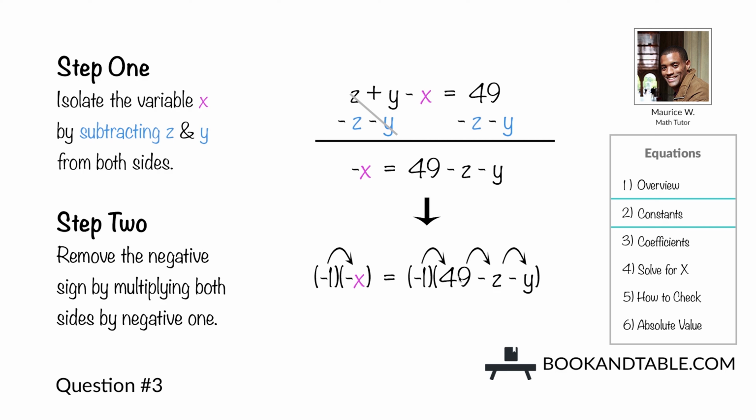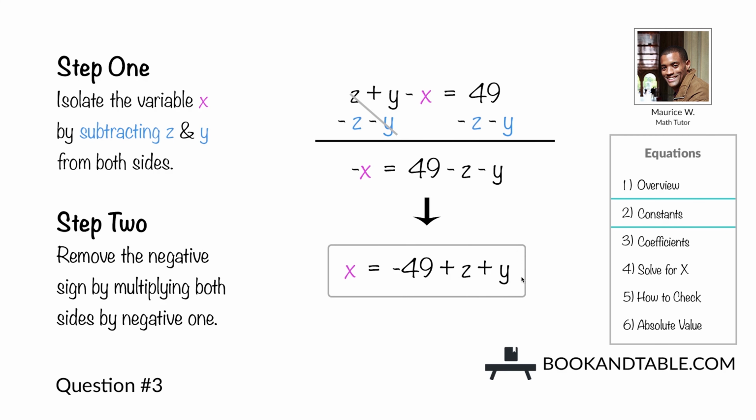So -1 times 49 will give us -49. -1 times negative z will give us positive z. And -1 times negative y will give us positive y. So our final answer is x is equal to -49 plus z plus y.